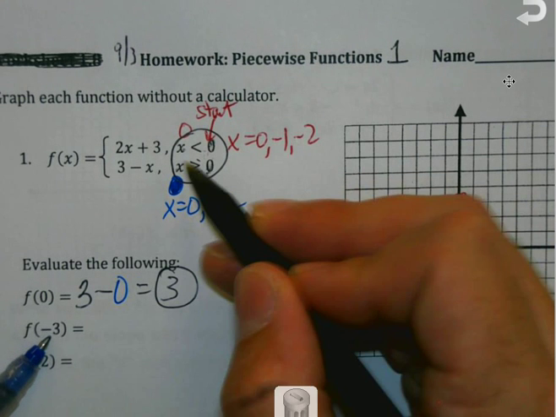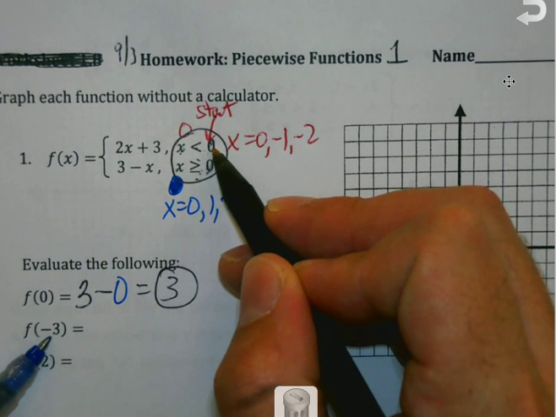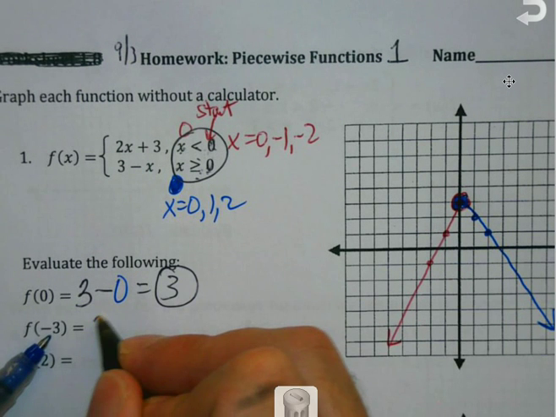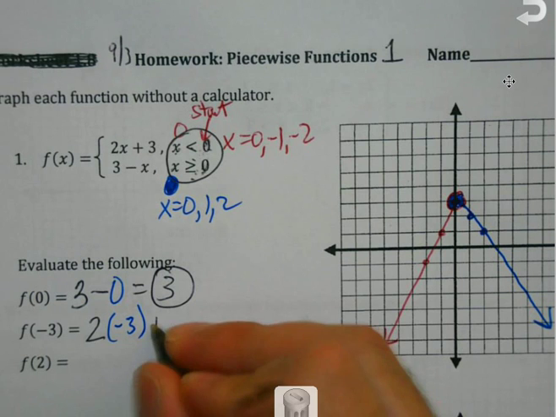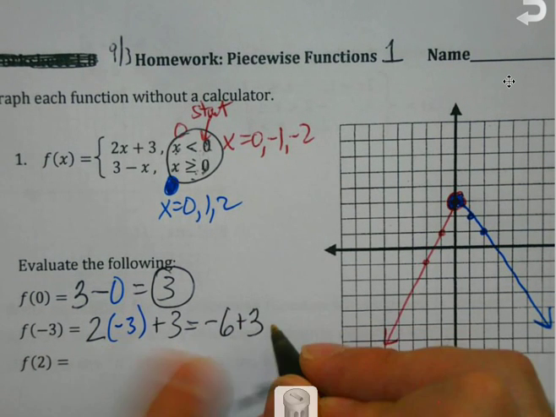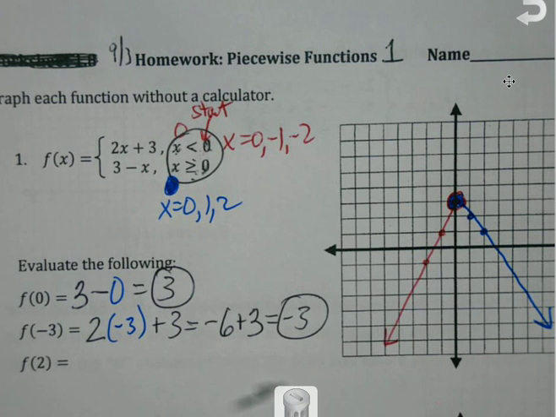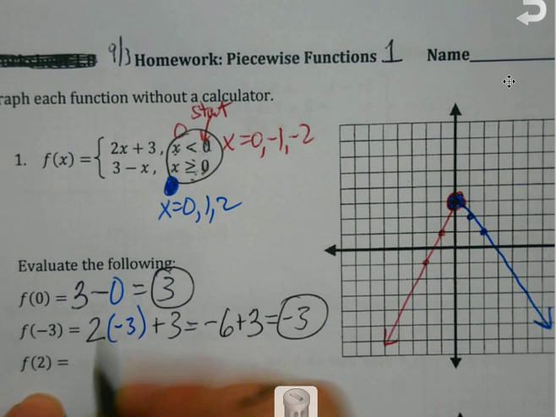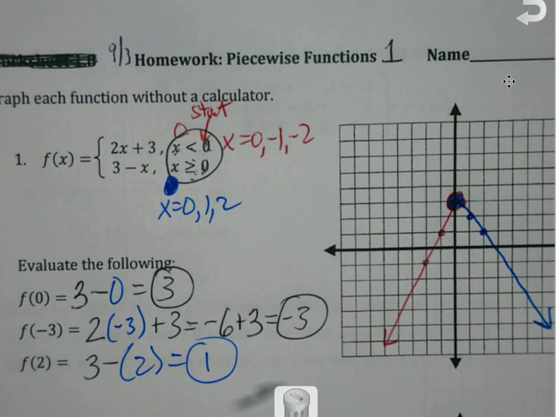Okay, -3. Is -3 less than 0? Yes. I was going to say, I'm going to pretend I didn't hear that. Okay, it's the top one. So 2 times -3 is -6. I owe my friend $6. I pay him 3 back. Now I only owe him 3. And then f of 2, that is greater than 0. I agree. So 3 minus 2 is going to get me 1. And I'm off and running on these.